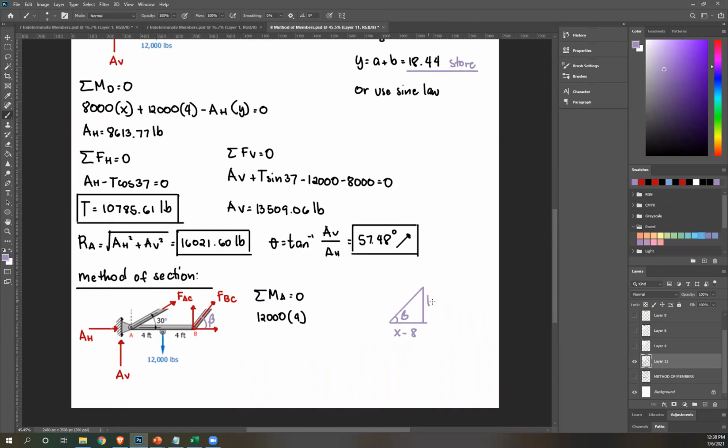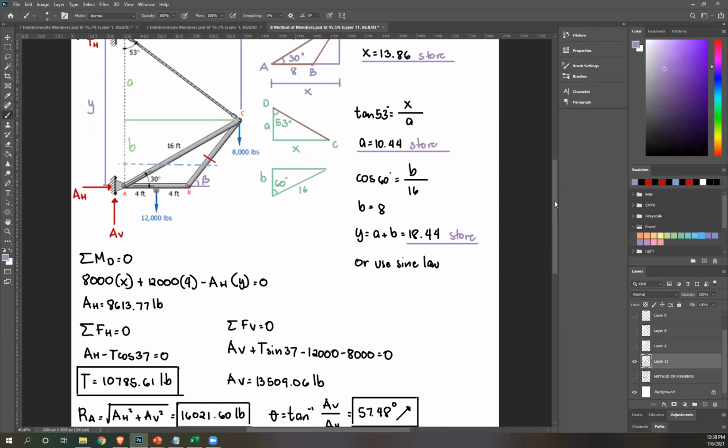So b. Using our equation, tangent beta equals opposite, which is b, over adjacent, which is x minus 8. And then from this, you can solve beta is 53.79. Okay, and then store that because we need it.